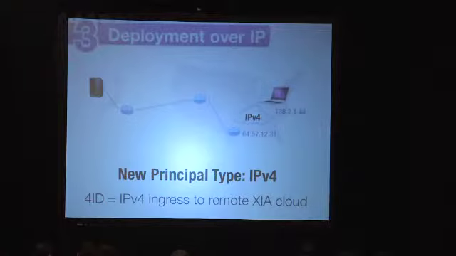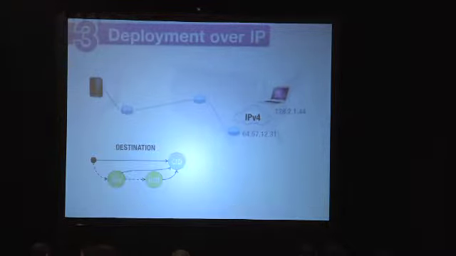So the router in Houston is actually a dual stack router. It speaks XIA and it speaks IP. Its IP facing port has this IP address. Our node at CMU has that IP address, and we're going to use these in 4 IDs to achieve communication between these disjoint XIA clouds.